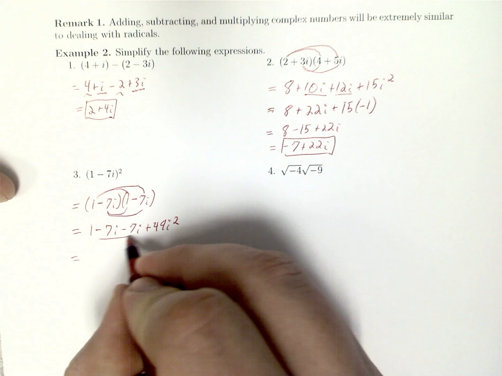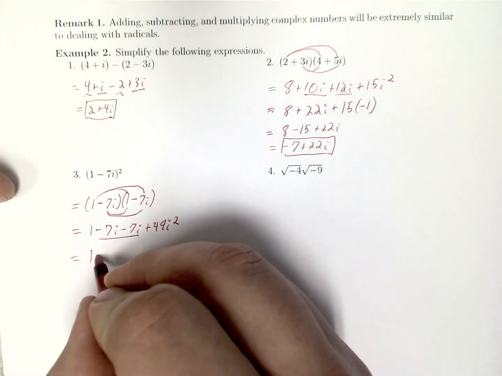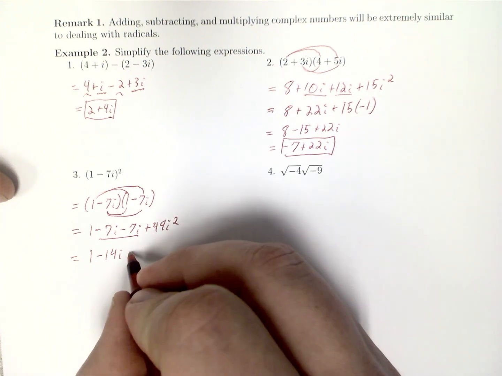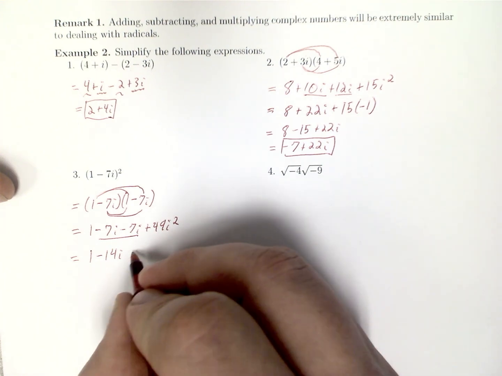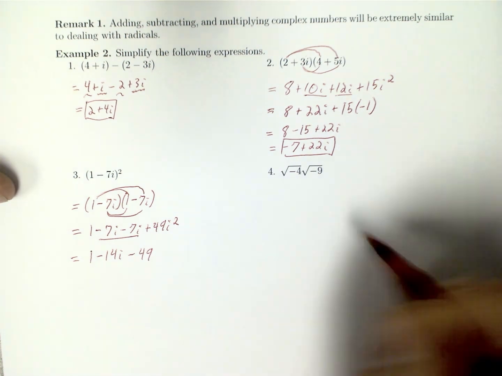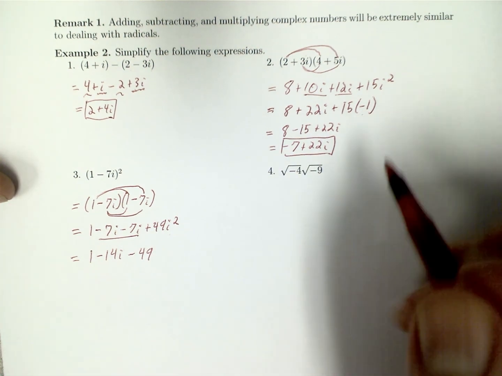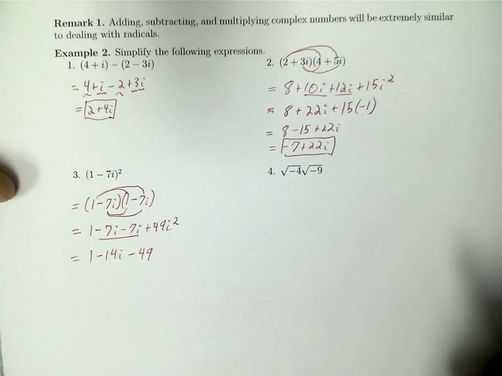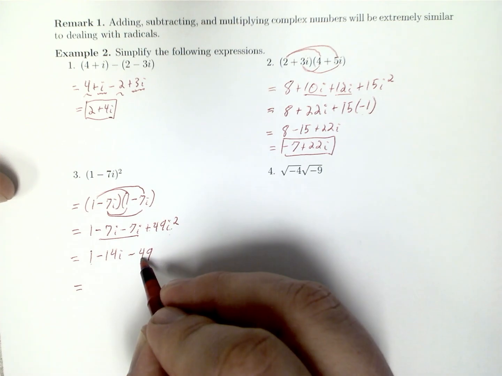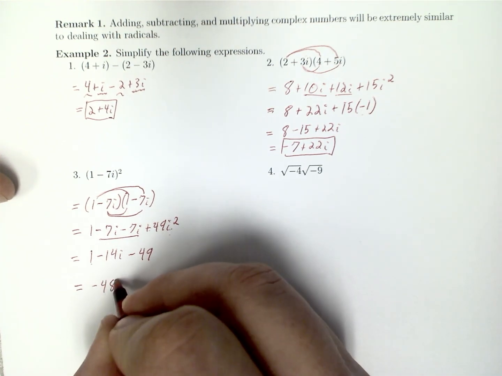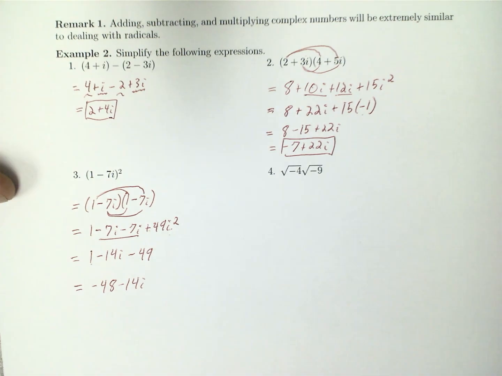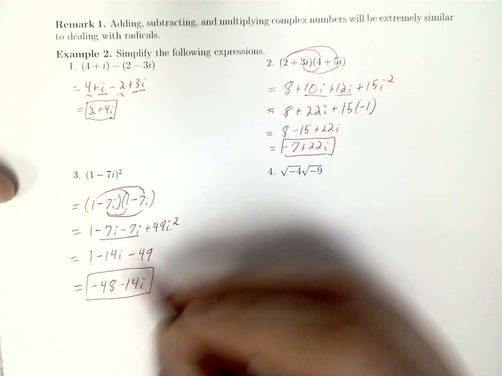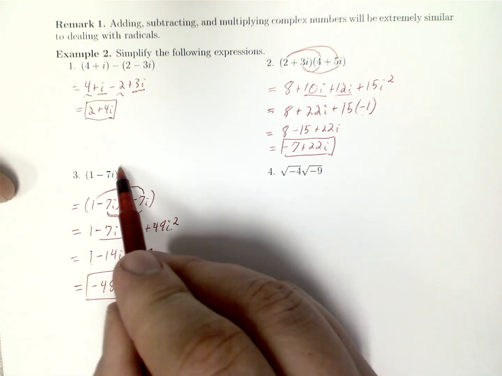Again, simplify. The middle terms become negative 14i. The i squared becomes negative 1. So positive 49 times negative 1 is negative 49. Again, I'm just replacing the i squared with the negative 1 and putting it out in front. And then 1 minus 49 is negative 48. And then minus 14i. So negative 48 minus 14i is our new complex number after squaring this complex number.